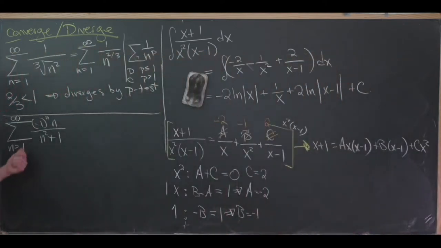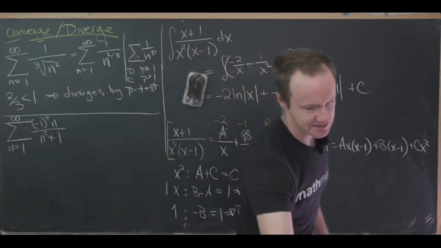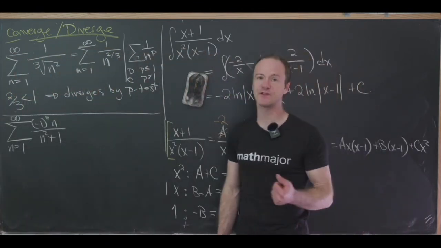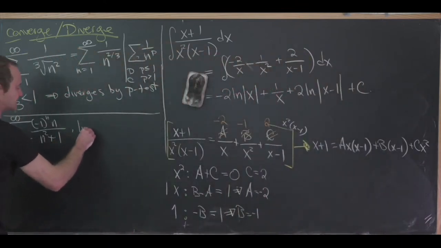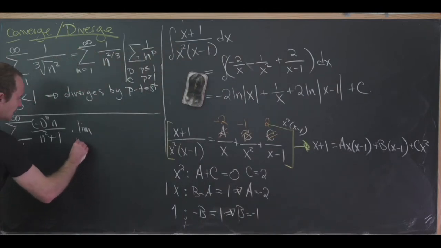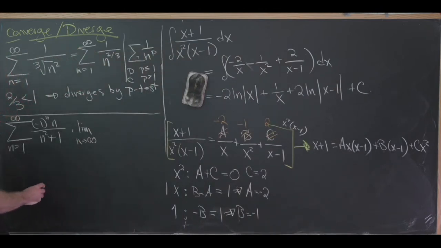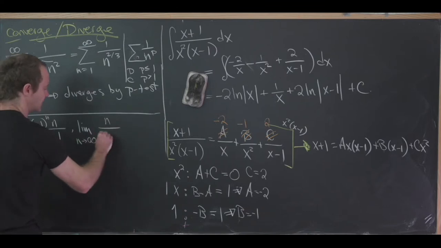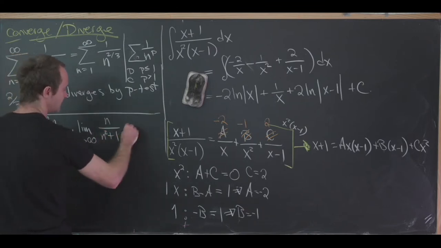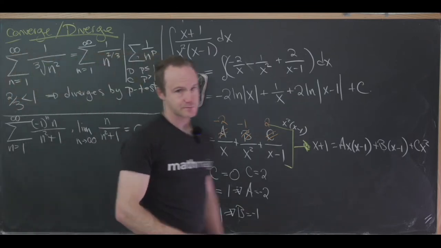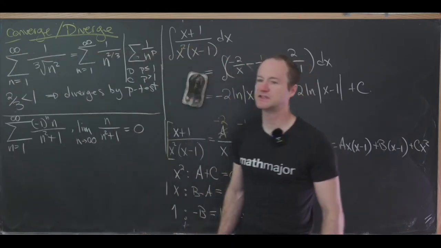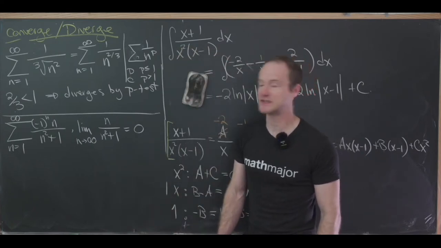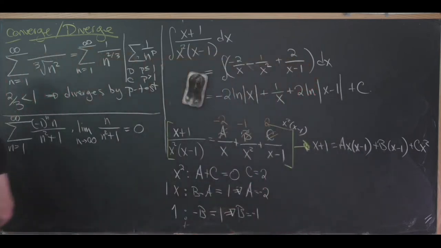So notice that it's alternating. That's the first thing that we need in order to use the alternating series test. Another thing that we need is for the terms to tend towards 0. So let's notice that the limit as n goes to infinity of n over n squared plus 1 is equal to 0. So the terms tend towards 0. And then we also need to show that it's a decreasing sequence. So that's the last thing.